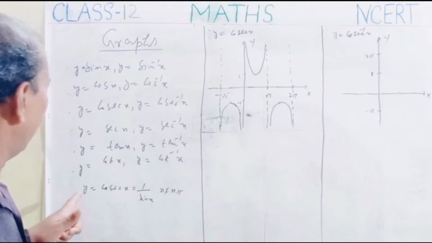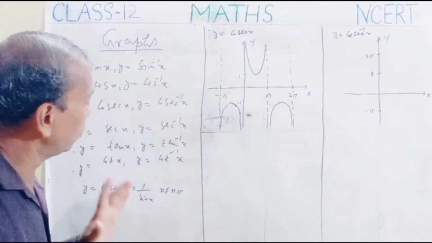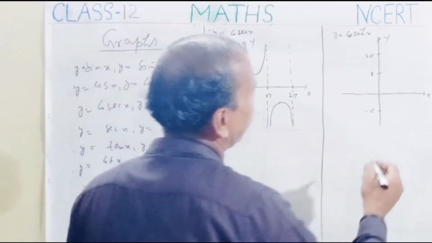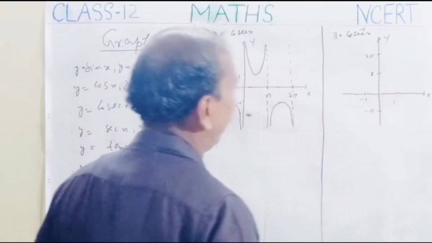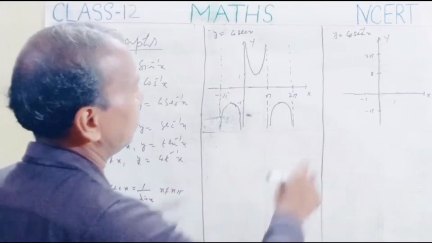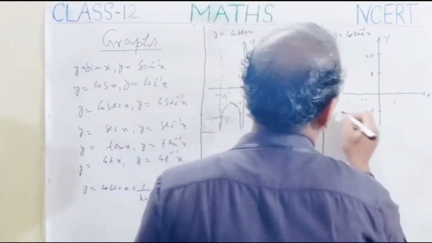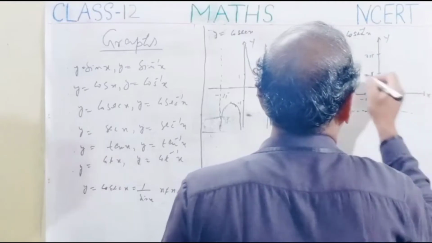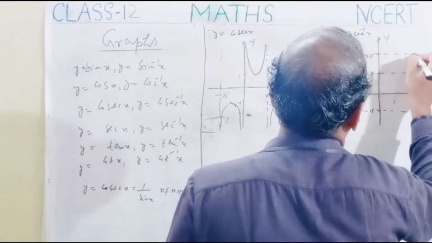Okay. So see here, y is equal to cosec x is equal to 1 by sin x. So it is not defined for x is equal to n pi. For n pi it will be not defined. I'm taking here 1, and here I'm taking minus 1. For n equal to 0, 1, 2, it is not defined, so at these points it is not defined. So this is minus pi, then at pi also it is not defined, then at 2 pi, it is also not defined.